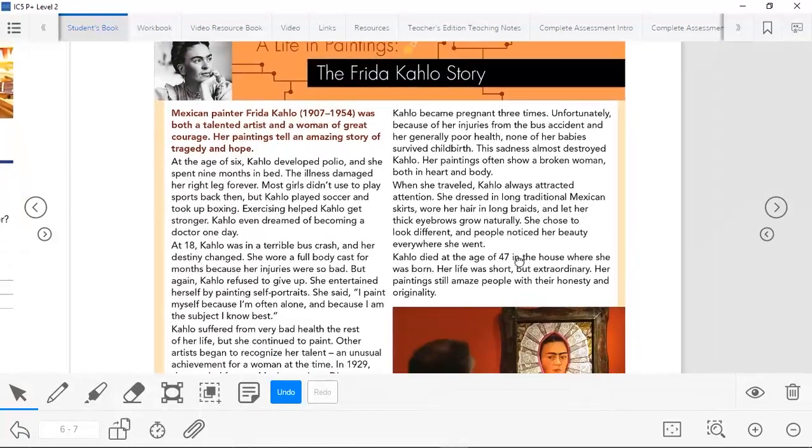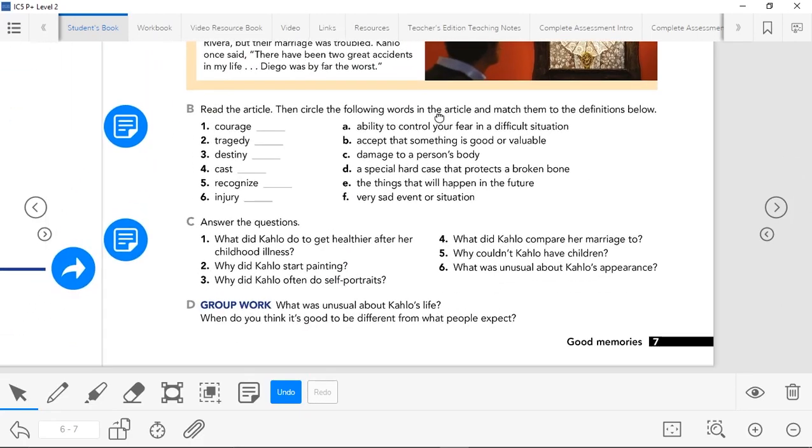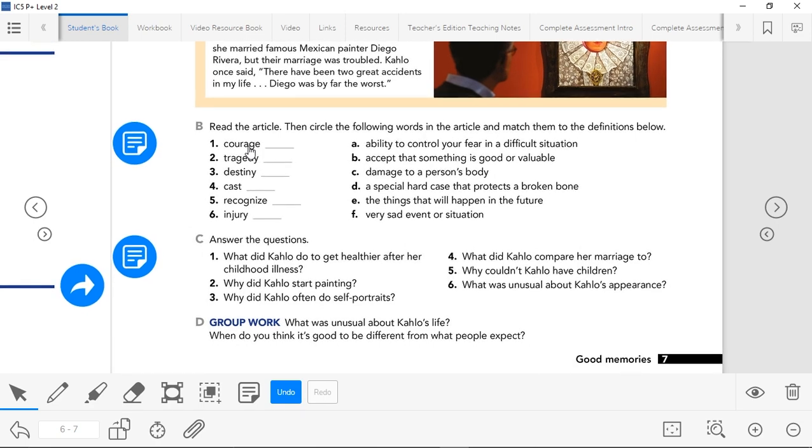Okay, and now after you read this, let's complete these exercises. You're gonna circle the following words in the article and match them to the definitions below. You're supposed to look for these words so you can read the text again by going back in the video and then match them with their definitions, okay? So take your time to do it. Now we finish. Let's check.